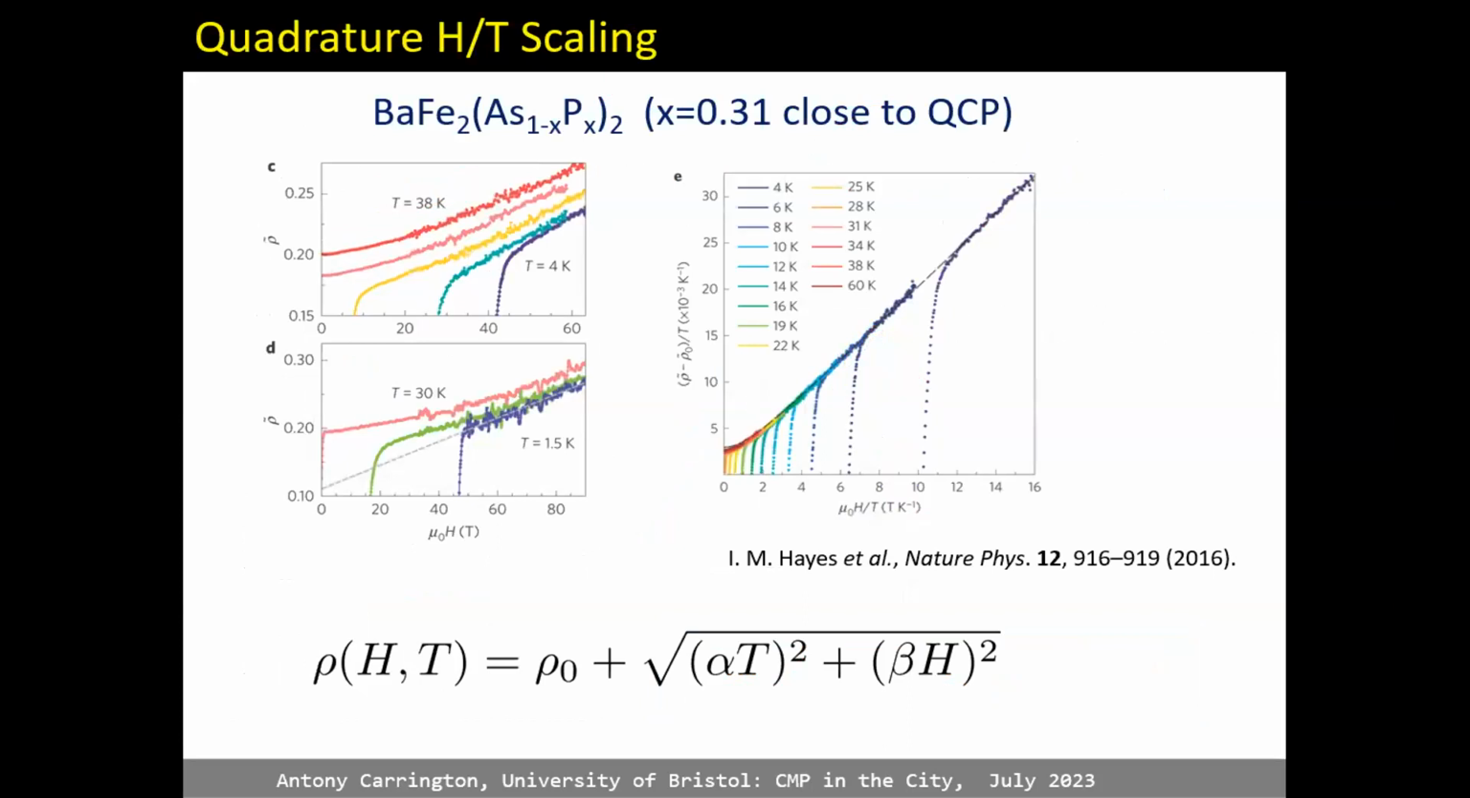So one other way of looking at this is this so-called quadrature scaling. This is data from barium 122 from Jim Analytis's group, and they also discovered that in this material there's a critical doping of 0.31. There's a linear in T resistivity and a linear in H resistivity, and the two things scale together if you plot the data as H over T. So you have essentially the scaling factor and everything scales onto each other.